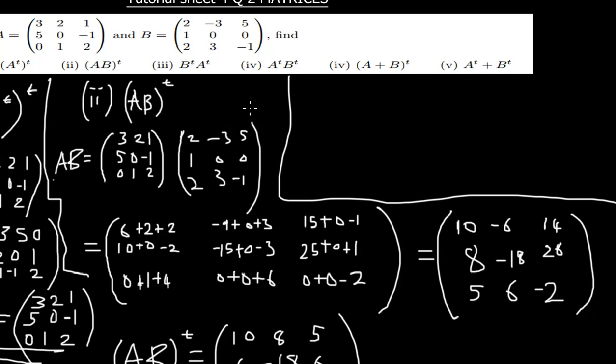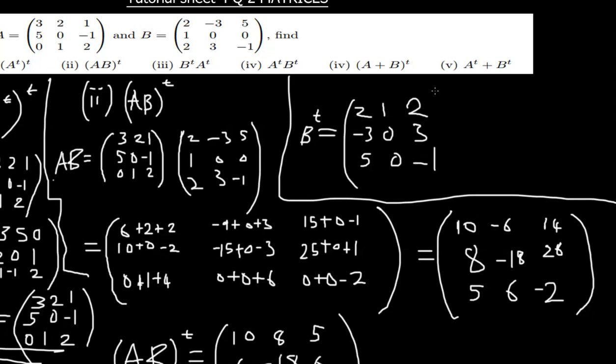Okay. So our B transpose is equal to, B is this one. So when you transpose B, you change all the rows into columns. So I'll start writing here 2, 1, 2, and then I'll write negative 3, 0, 3, and then I'll write 5, 0, negative 1. So this is my B transpose.